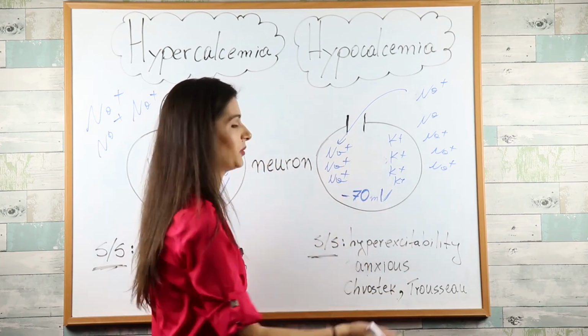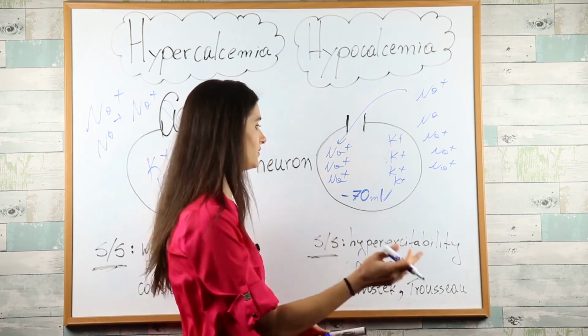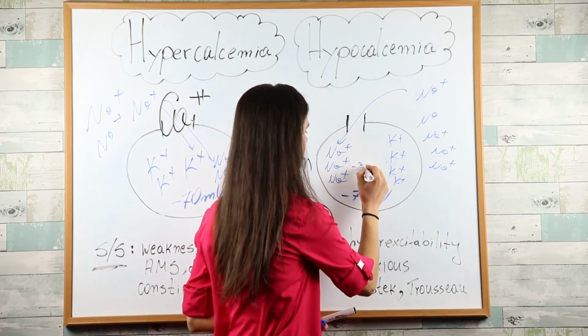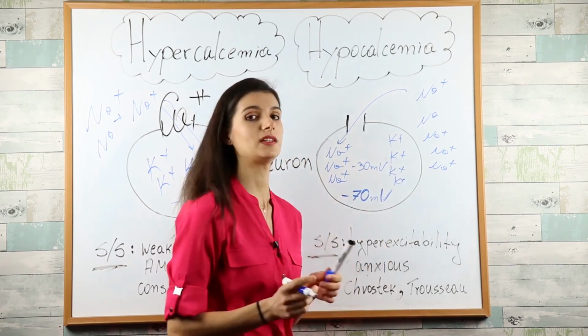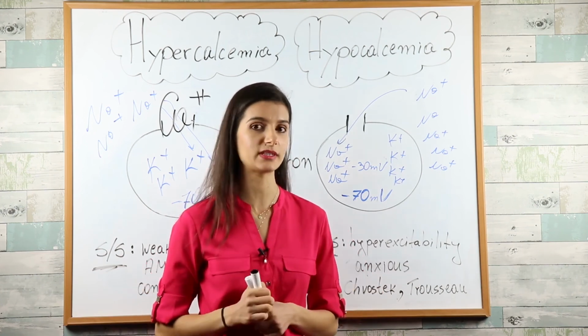And what do you think is going to happen with our resting membrane potential? Yes, it will increase from minus 70, let's say it goes up to minus 30 millivolts. This will make the neurons hyperexcitable. That's how we can explain Chvostek's sign.